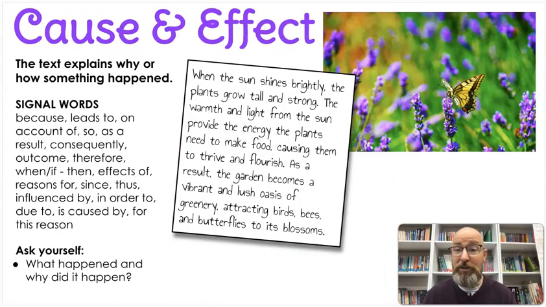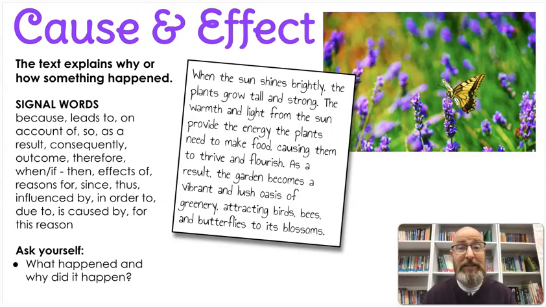Fourth, cause and effect. Now, a cause and effect text explains why or how something happened. Our signal words: because, leads to, on account of, so, as a result, consequently, outcome, therefore. You might see a when or an if-then statement. Effects of, reasons for, since, thus, influenced by, in order to, due to, caused by, or for this reason. So when you notice a cause and effect text is what you're reading, ask yourself, what happened? And why did it happen?